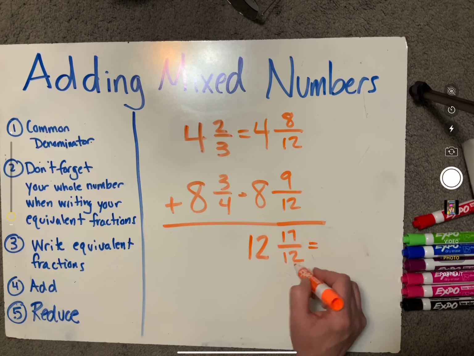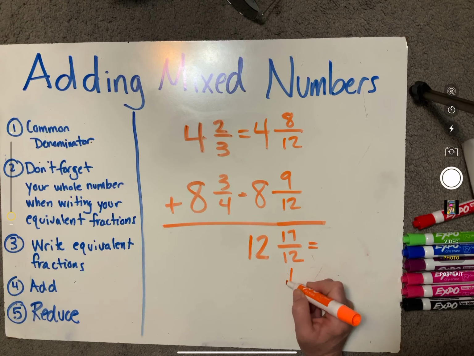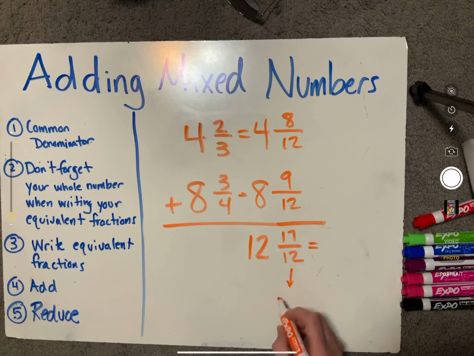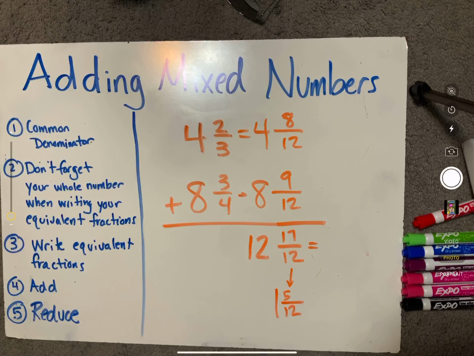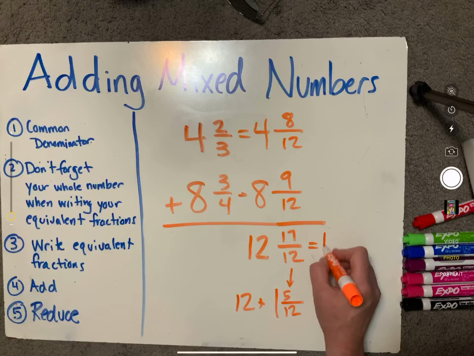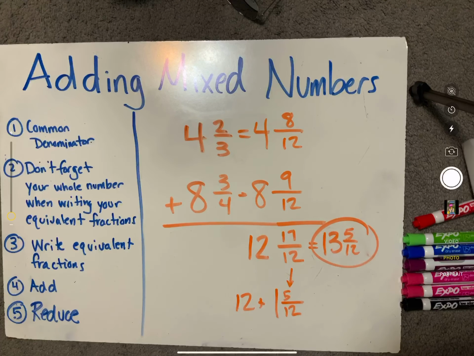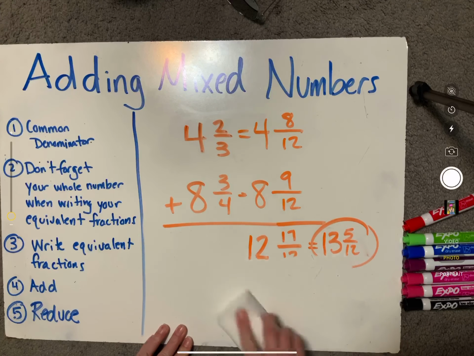Now, I have an improper fraction here. So let's remember from yesterday what ended up happening. If I change this to a mixed number, 12 goes into 17 one whole time. 17 minus 12 was 5. So I would have the 12 plus the 1 5/12. So I end up with 13 5/12. Okay? So that's another one where we have to turn an improper fraction into a mixed number.